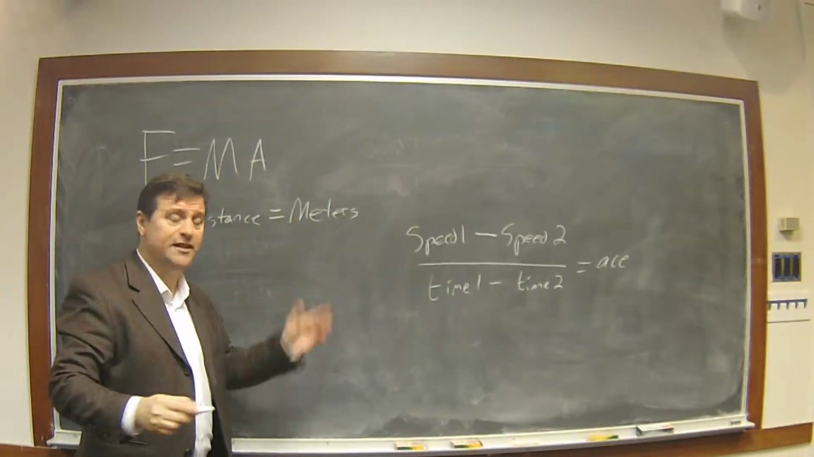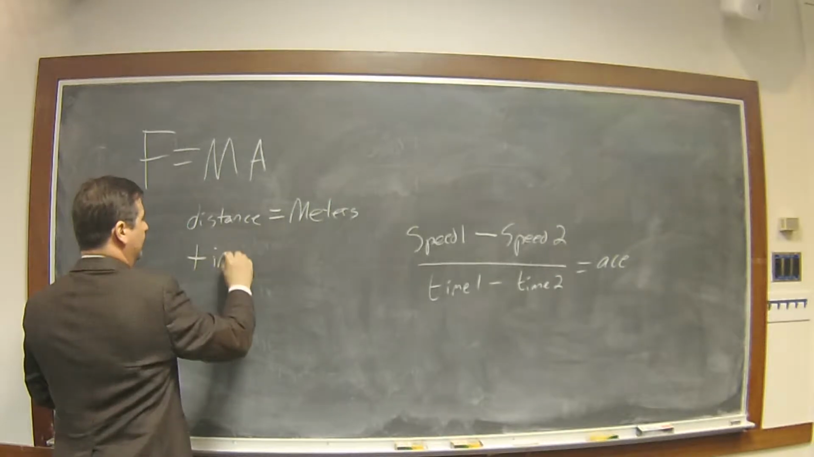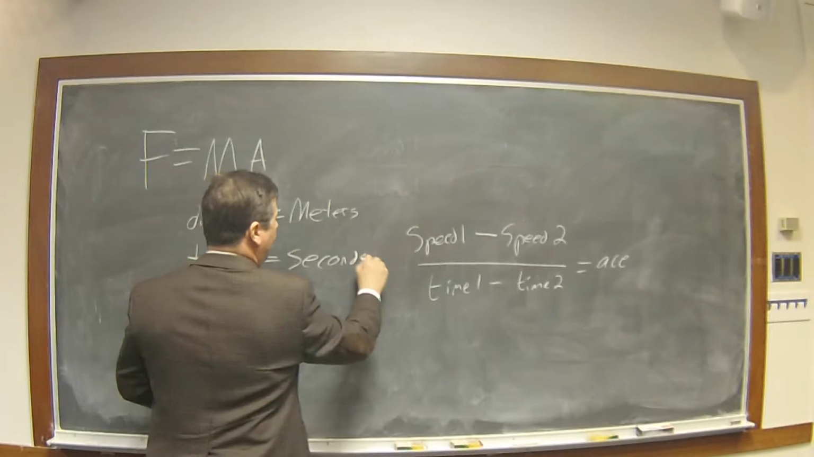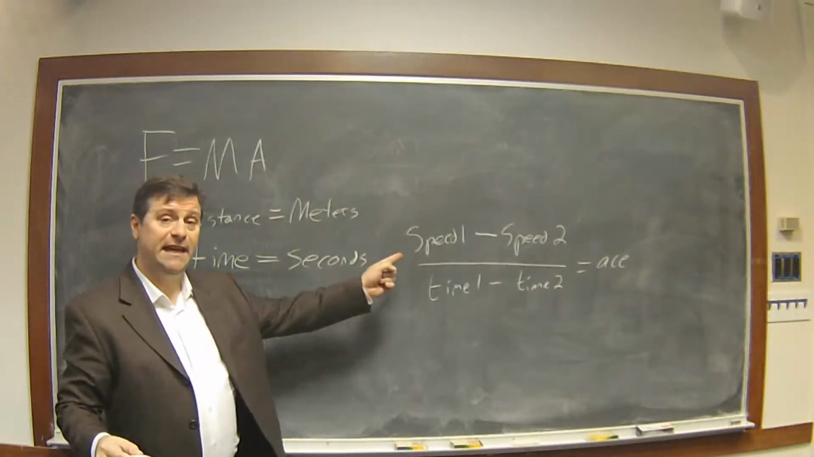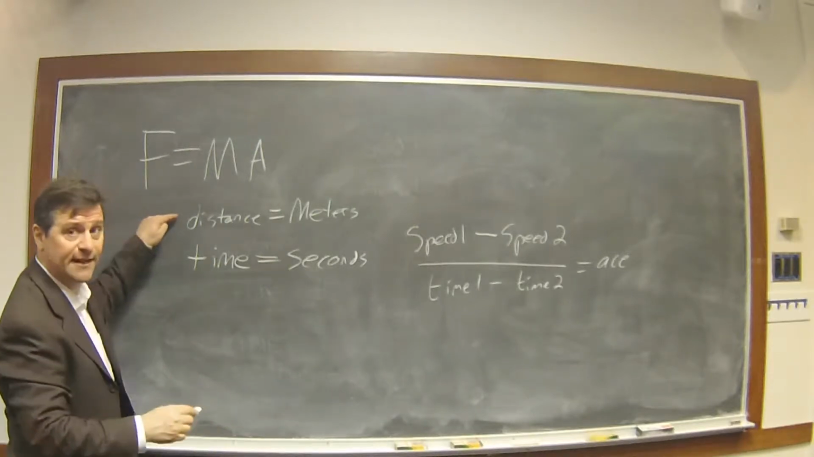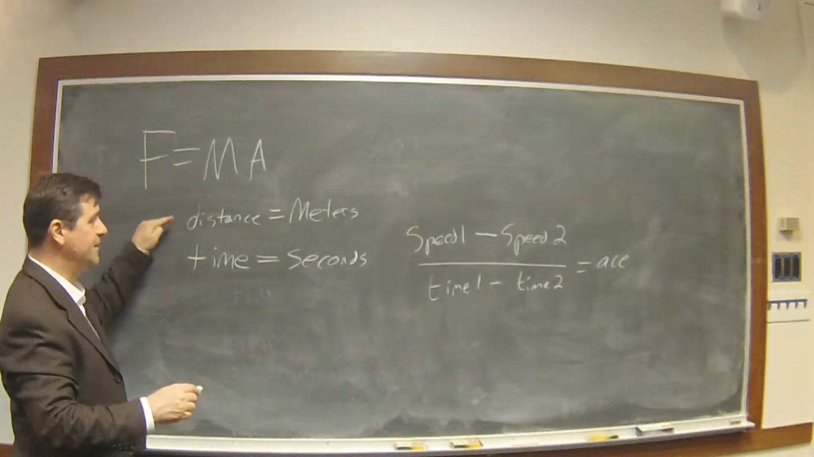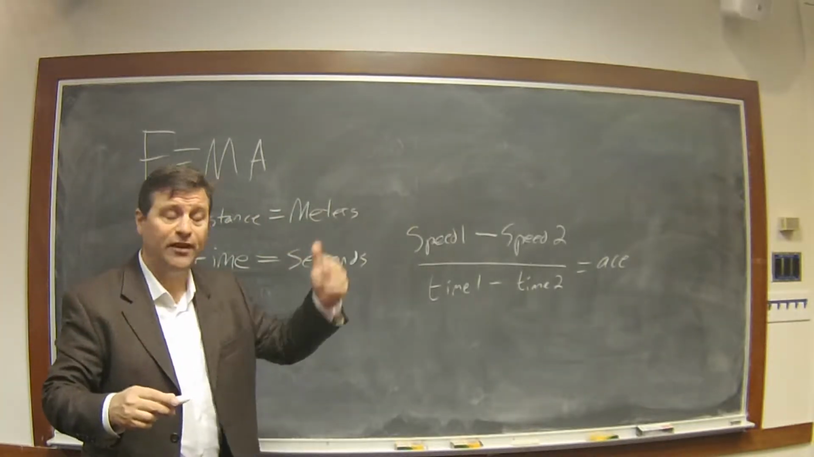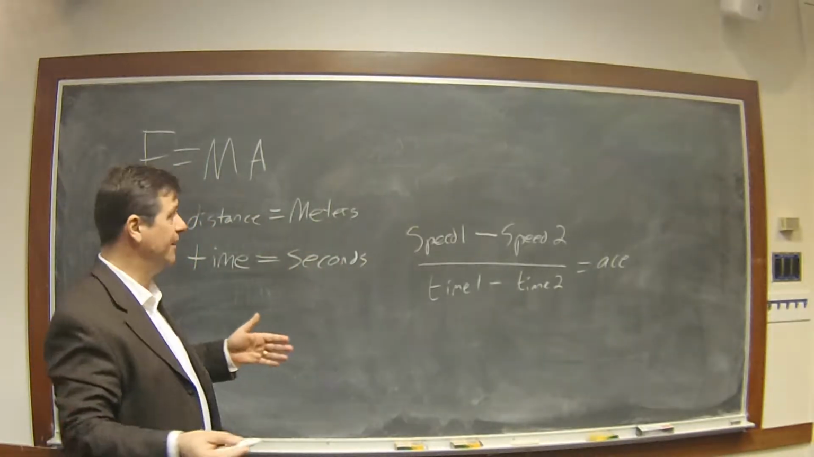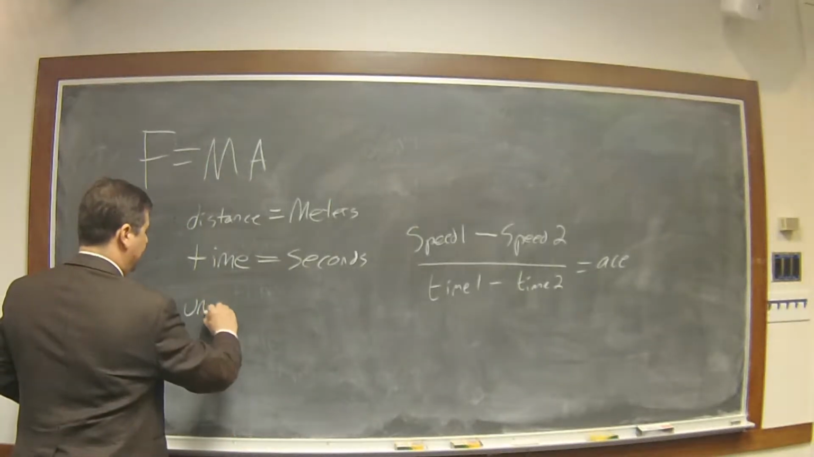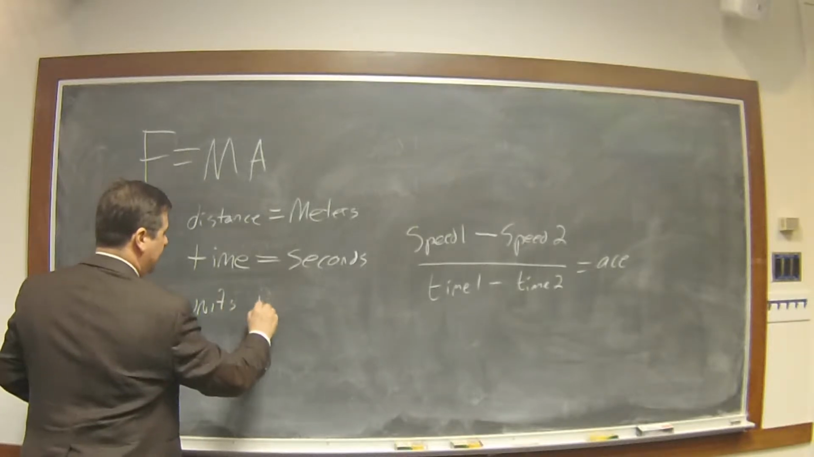Okay, meters for distance. And time, we might use seconds, right? So a speed is simply meters per second, because it's a distance in a time. So what's the distance per time? It's meters per second. So a speed is meters per second. And a time is per second. So the units, that's weird. The units of speed.